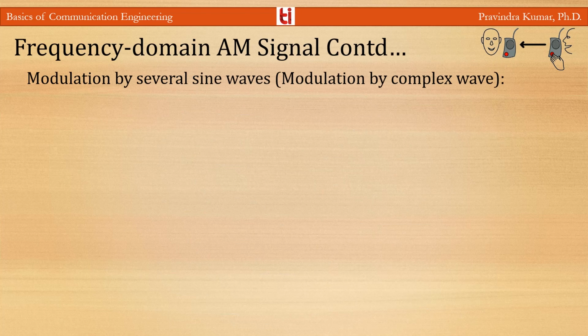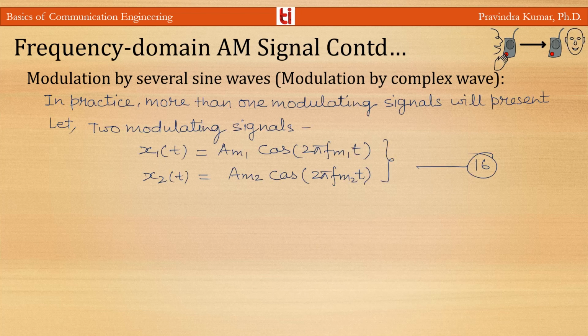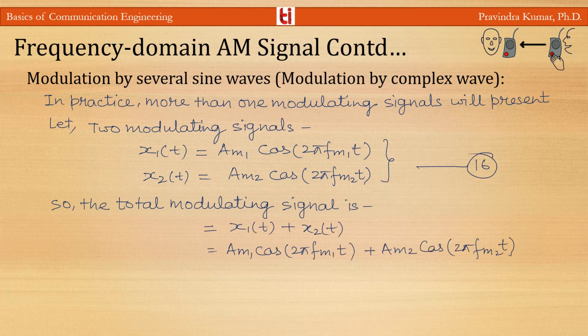Now we will discuss modulation by several sine waves, or modulation by a complex wave. Till now, we have assumed that one modulating or baseband signal is present, but in practice, more than one modulating signal will be present. Let us see first how to express the AM wave when more than one modulating signal is simultaneously used. Let two modulating signals be x1(t) = Am1 cos 2 pi fm1 t and x2(t) = Am2 cos 2 pi fm2 t. So these are two modulating signals, and the total modulating signal will be x1(t) plus x2(t).